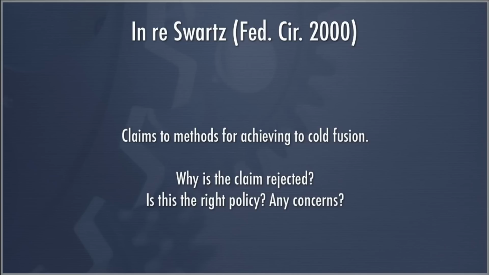So In re Schwartz is a case where the patentee claimed methods for cold fusion, and the PTO rejected this, and it was upheld by the Federal Circuit. All right. Again, the reason is inherently implausible scientific principles, that the cold fusion is inherently implausible. So this gets at sort of a question, which is no matter how low you set this bar for inherently implausible scientific principles, it's still going to trip up some inventions.